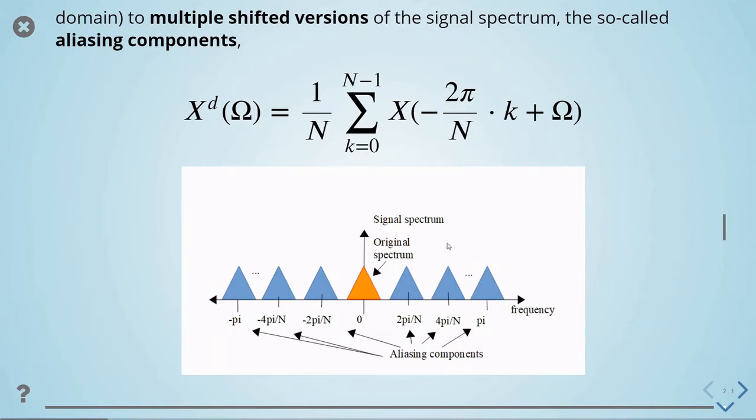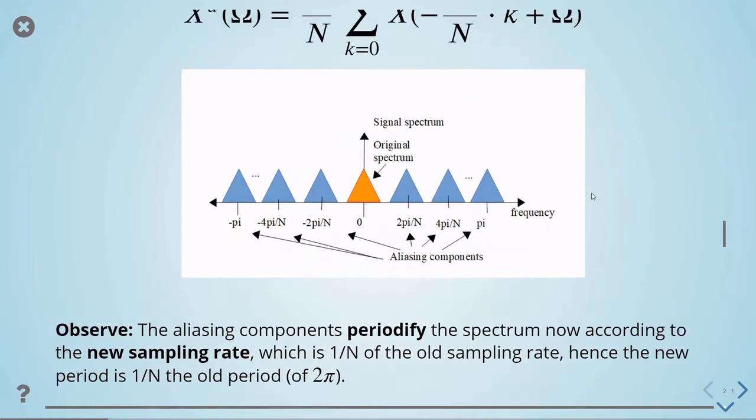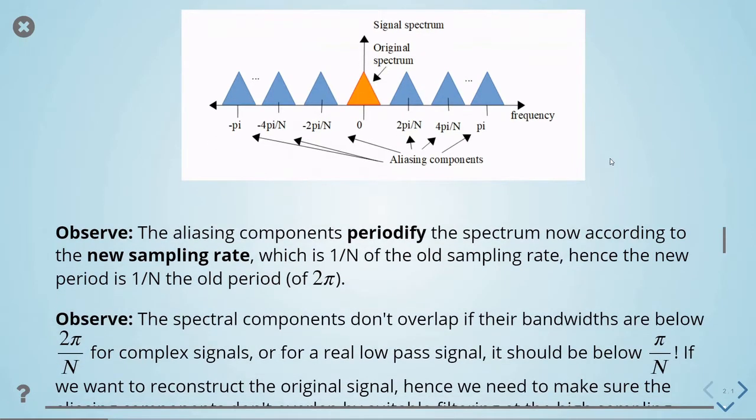We have the signal spectrum, the original spectrum, and aliasing components. So there are multiple shifted versions of the original signal spectrum. These aliasing components periodify the spectrum according to the new sampling rate, which is 1/N, or 1/Nth of the old sampling rate. Hence the new period is 1/N times the old period of 2 pi.